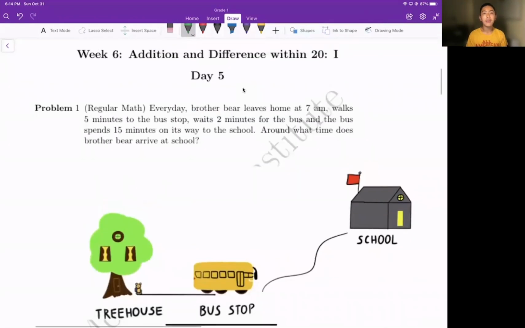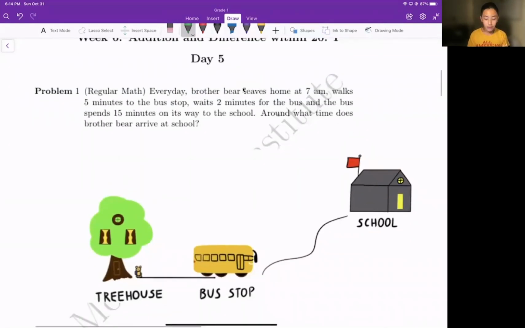Hello everyone, this is the solution video for week 6, day 5. For problem 1, every day, Brother Bear leaves home at 7 a.m., walks 5 minutes to the bus stop, waits 2 minutes for the bus, and the bus spends 15 minutes on its way to the school. So around what time does Brother Bear arrive at school?